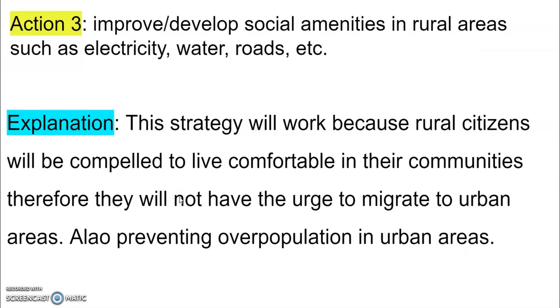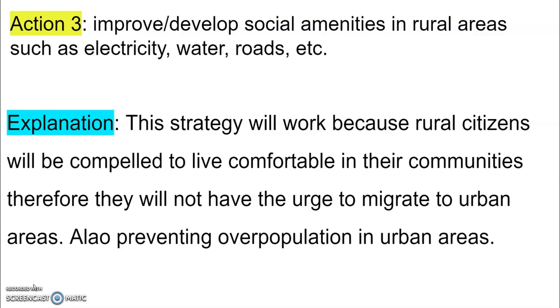Action 3, improving, developing social amenities in rural areas such as electricity, water, roads, etc. Why do I believe that this strategy will work? This strategy will work because rural citizens will be compelled to live comfortably in their rural communities. Therefore, they will not have the urge to migrate to urban areas, right?